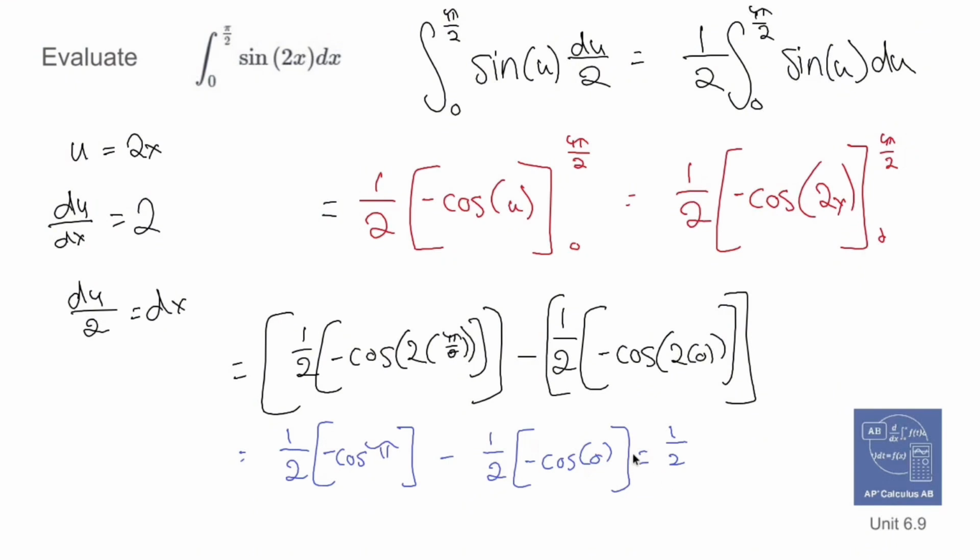Cosine of pi is -1. So negative cosine of pi is +1, minus 1/2. Negative cosine of 0, well, cosine of 0 is 1, so negative cosine of 0 is going to be -1. So we have 1/2, double negative, plus 1/2, which last time I checked gives us a whole. And that's what we get. Tricky. Fun.